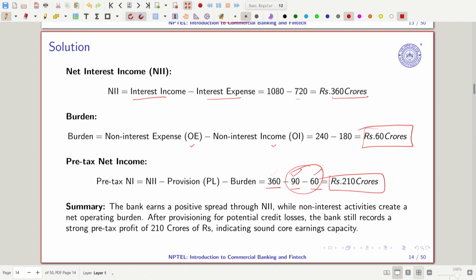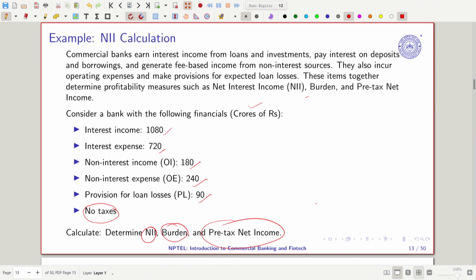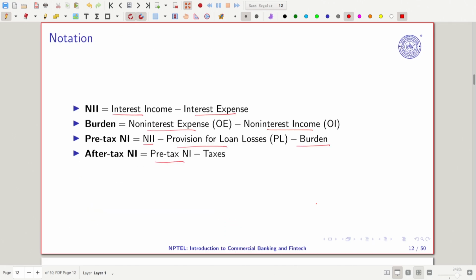I hope with this example you are able to get familiarized with the key concepts in the banking system. If tomorrow after doing this course somebody asks you how do you calculate the net income of a bank, or asks you to calculate the pre-tax net income, and they give you the tax figure also, then you can just subtract, right? So this is the main purpose of doing this course.